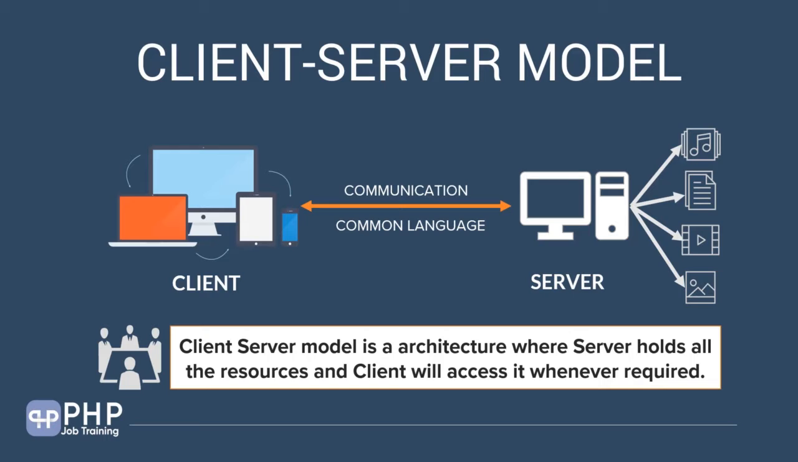Client server model is an architecture where the server holds all the resources like your media files, your videos or your images, and the client will access it whenever required. So the request has to come from the client to say that I want to see this. The server takes that request and then sends whatever information is requested by the client via the communication protocol. That could be a web protocol, which is HTTP. So this is a standard definition. If someone asks you what is a client server model, remember this definition. It's an architecture where the server holds all the resources and the client will access it whenever required.